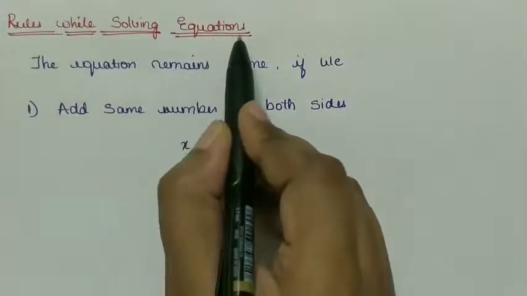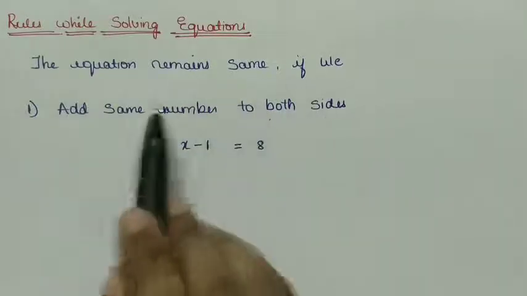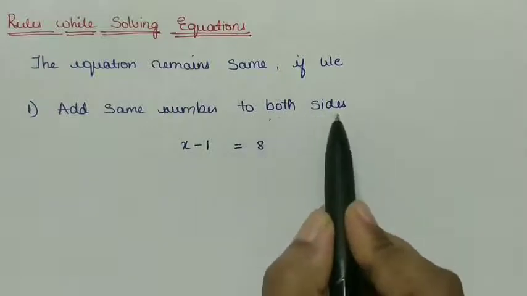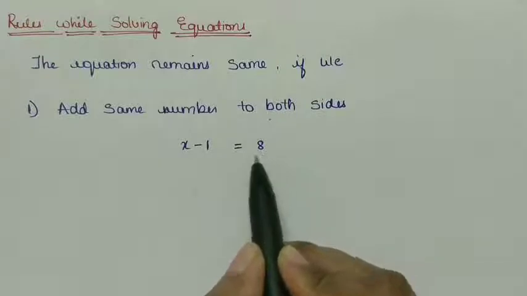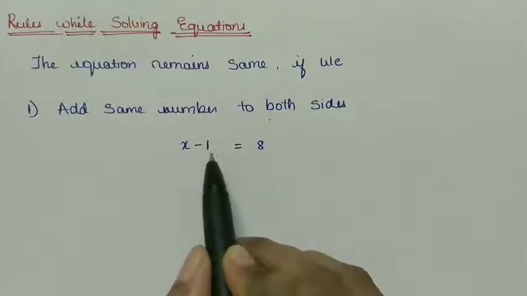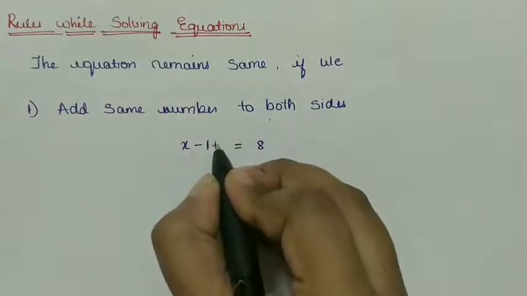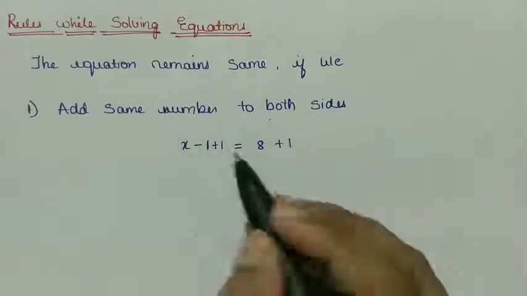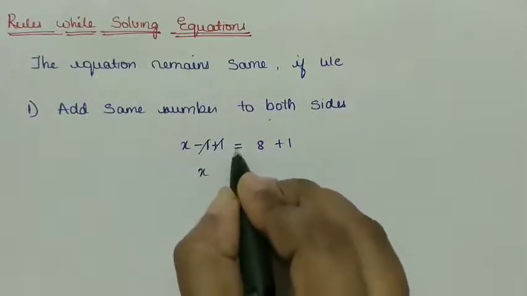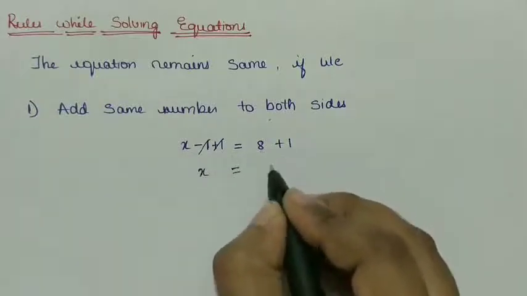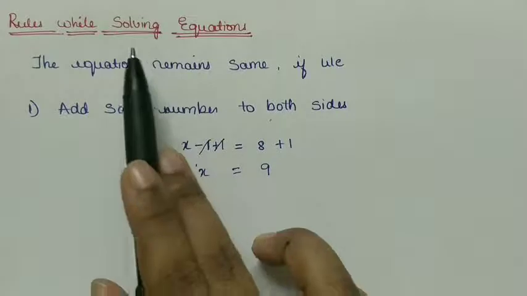Rules while solving an equation. First one, the equation remains same if we add same number to both sides. Example, x minus 1 equal to 8 is the given equation. To solve this, we can add same number on both sides. So in this equation, add 1 on both sides. Therefore, minus 1 plus 1 cancel. In LHS, x is there, equal to 8 plus 1 is 9. Therefore, x equal to 9 is the solution of the equation.